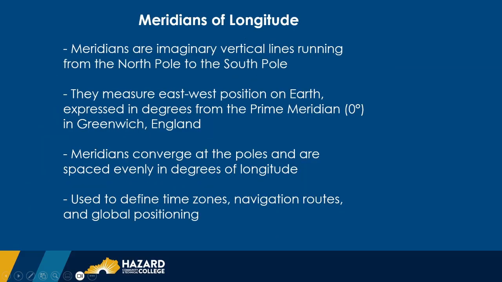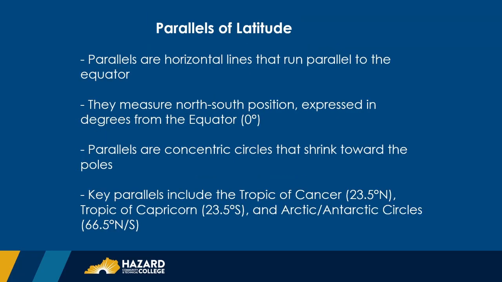Meridians of longitude. Meridians are imaginary vertical lines running from the North Pole to the South Pole. They measure east to west positions on Earth, expressed in degrees from the prime meridian in Greenwich, England. Meridians converge at the poles and are spaced evenly in degrees of longitude, used to define time zones, navigation routes, and global positioning.